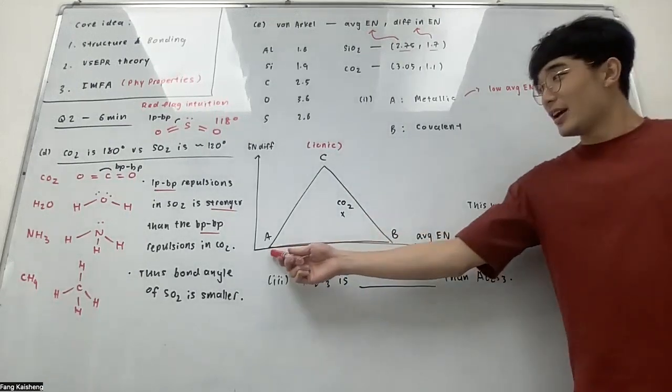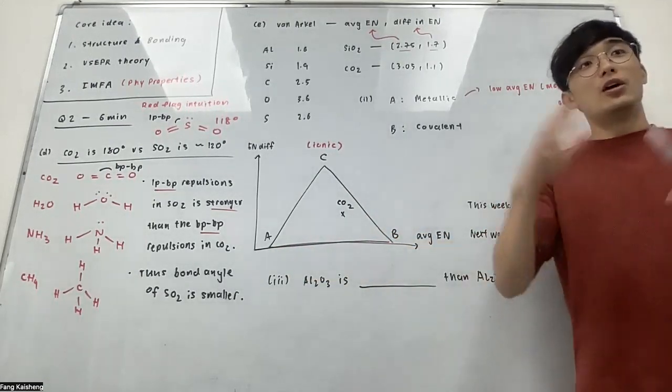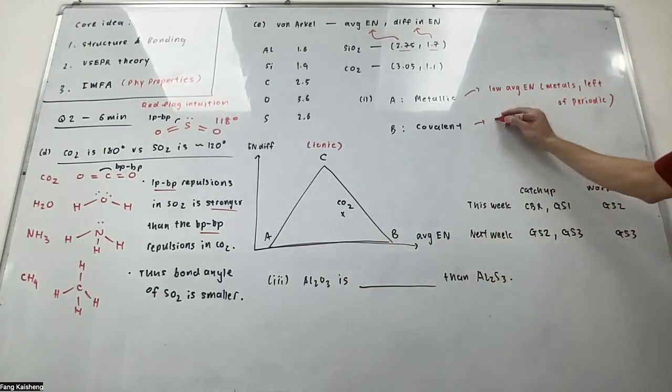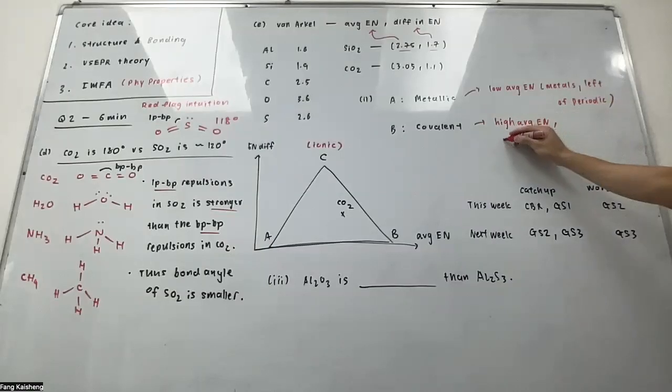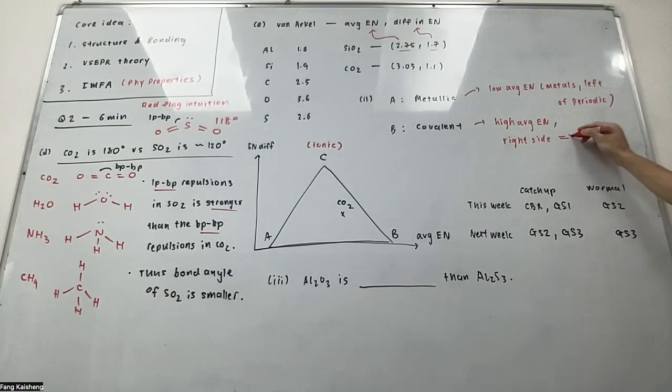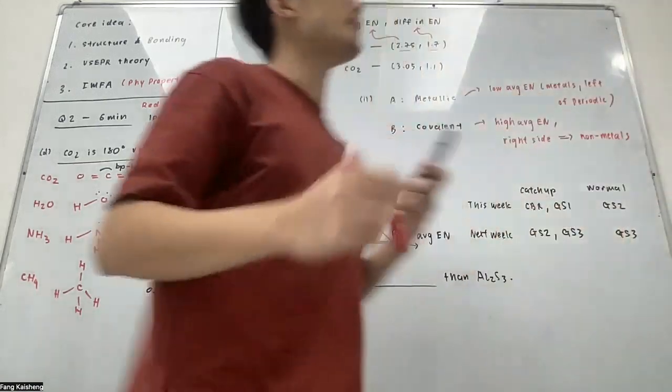Okay, guys, what do we do? High electronegativity means which side of the periodic table? Right side. Okay, so if you have high average electronegativity, that means you're on the right side, which contains all your whites. What does the right side contain? Non-metals. And guys, non-metals usually form covalent bonds. Okay, that's in the event where they ask you to justify all these things.